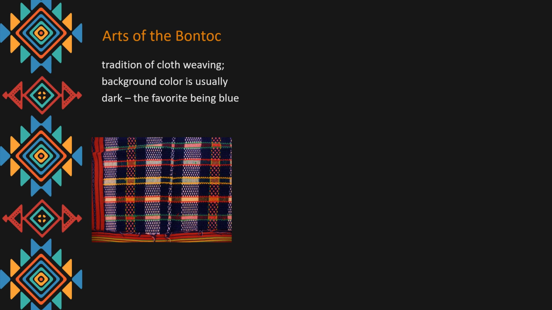The background colors are dark, the favorite being blue. Geometric designs are diamonds, triangles, hexagons, and zigzags. Representational designs are the dancing men or women, stars, leaves, and rice paddies. The Buntoks also love to make baskets and necklaces.